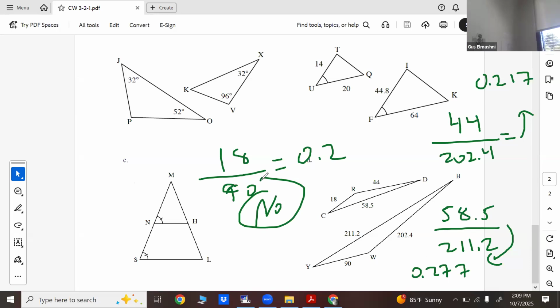You know because it's not enough. No, this is okay because I have two pairs of angles that are the same. Okay, guys, I can't hear. You guys are talking, but 0.277.